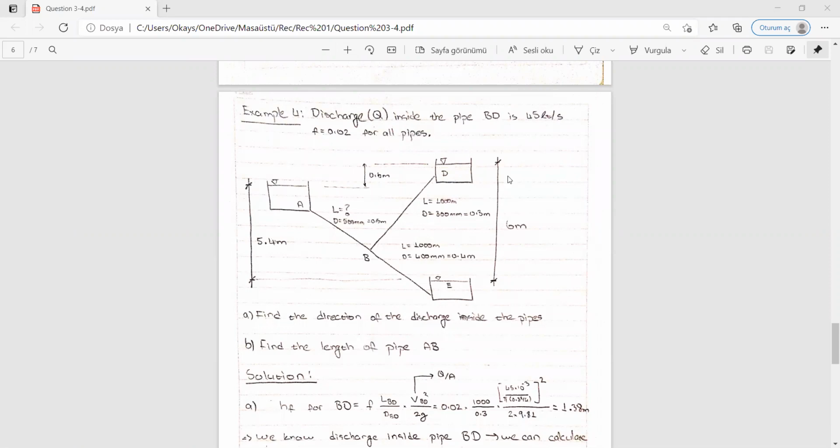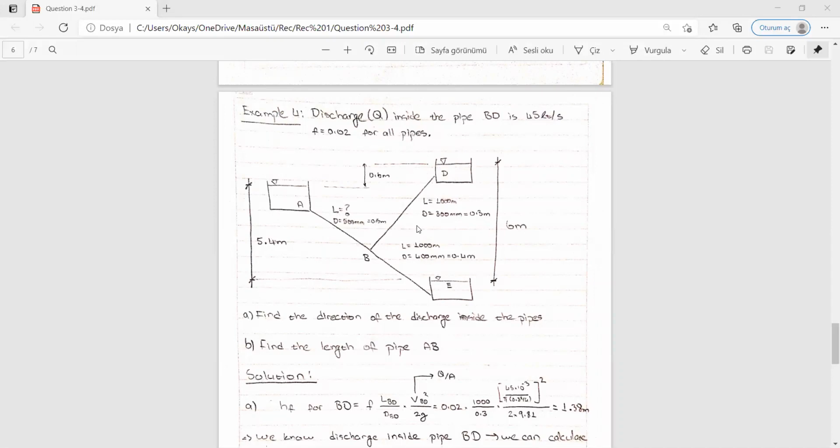So the question is given. We have reservoirs A, D, E, and we have the elevations for those reservoirs. The pipe length is given for pipe BD and for pipe BE. The diameters are given. The pipe length for pipe AB is not given. The discharge in pipe BD is given as 45 liters per second. And the F values are given: for all pipes, it's 0.02.